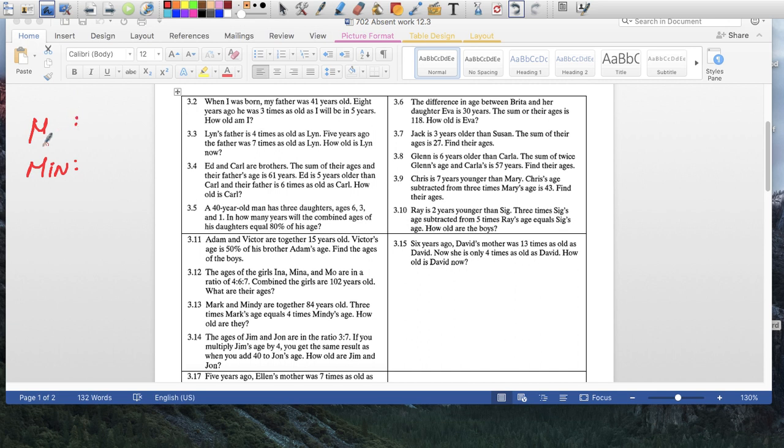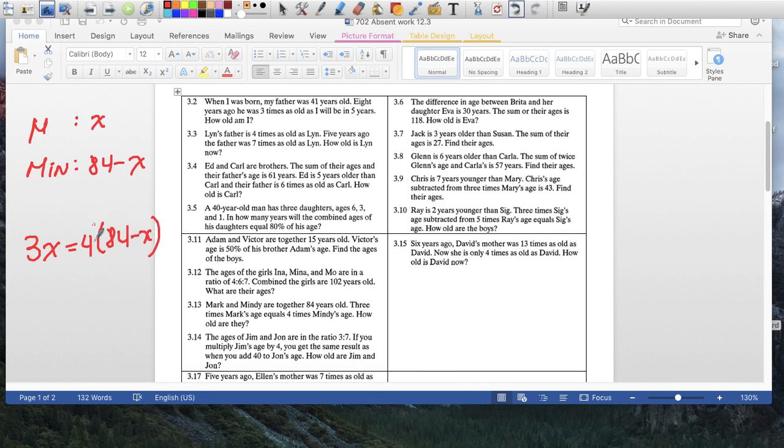So here's what I'm going to do. Mark and Mindy are 84 together. So if Mark is X, Mindy is going to be 84 minus X, because that's going to be her age, right? And what does it say? 3 times Mark's age, so 3 times x, equals 4 times Mindy's age, 4 times 84 minus x.